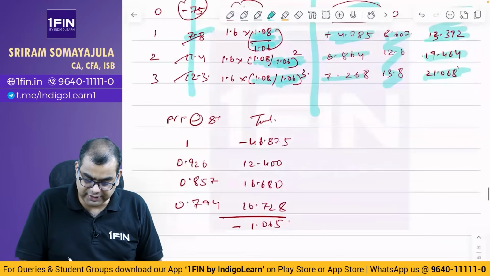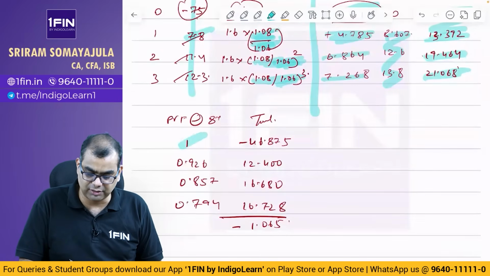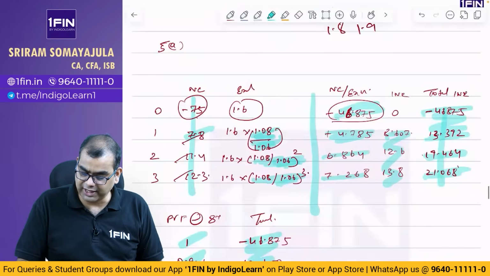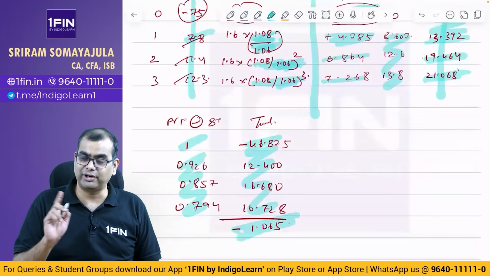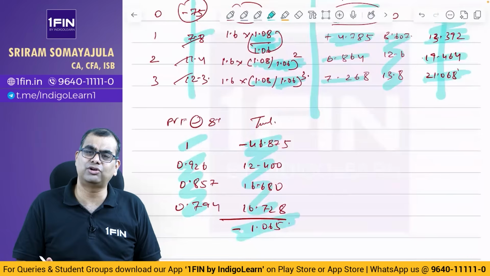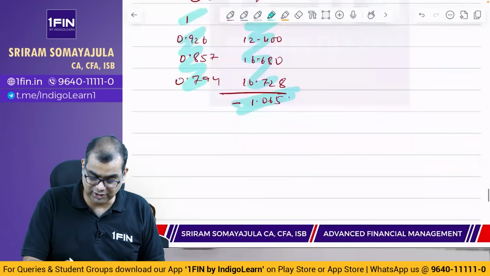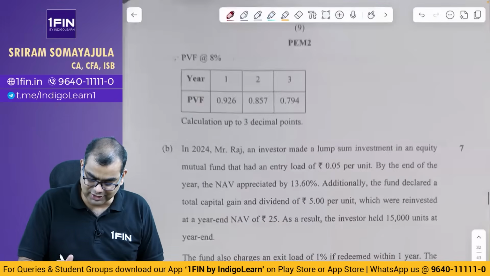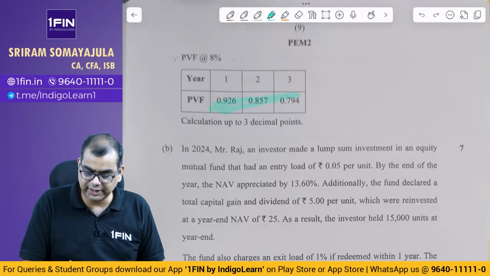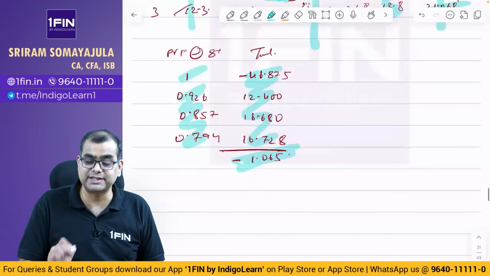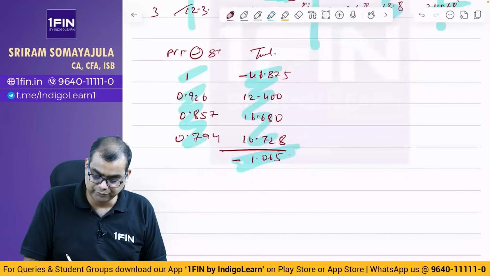Okay, so you divide this by the 8% factor for each of the years and multiply it with the respective cash flows that we got here. So you'll get minus 1.065. If you're getting minus 1.065, is the proposal worthy or not? It's definitely not worthy. So you actually have to write a conclusion. I forgot the conclusion. You see, they gave the values also here: 0.926, 0.857, 0.794. Please take that. So you have to write a conclusion.